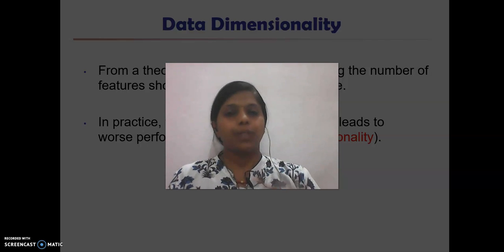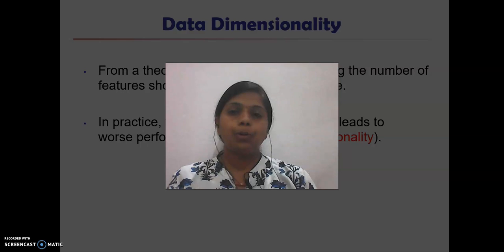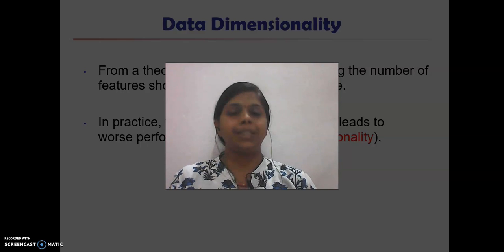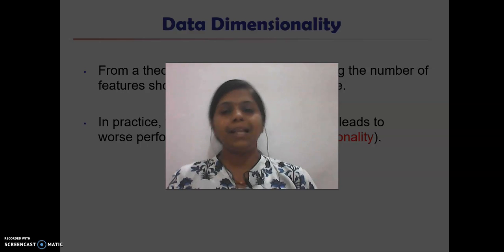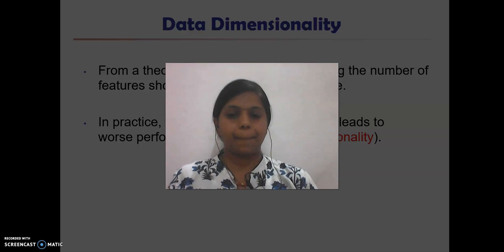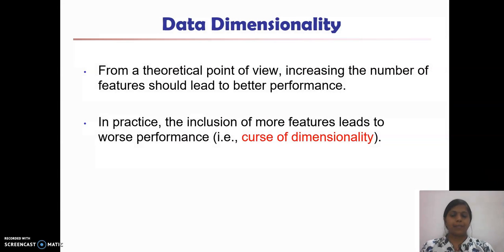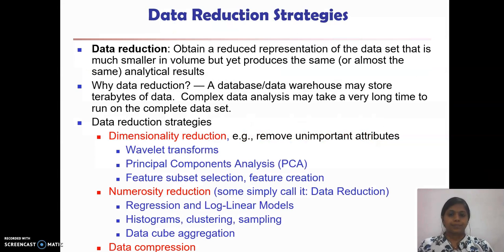We'll understand what data dimensionality reduction is, what the various techniques are, how to perform principal component analysis, and some examples in R. The first topic is data reduction. The original data is reduced in such a way that the reduced representation of the data is smaller in volume but produces the same result. That is the challenge.